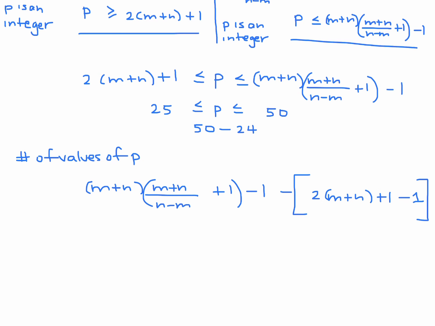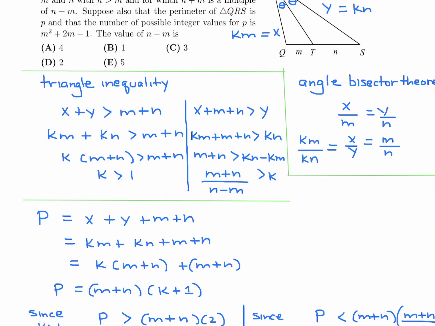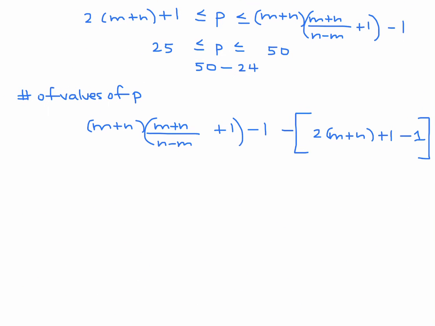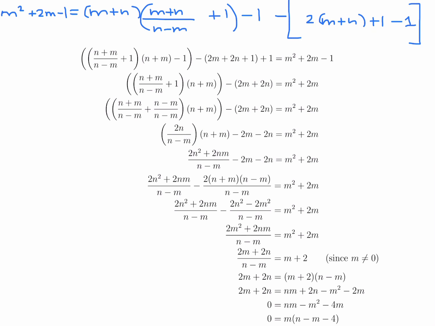And then they told me that the number of values of p is equal to something in the question. The number of possible integer values for p is this, m squared plus 2m minus 1. So that m squared plus 2m minus 1 is essentially what this whole thing is equal to. So I'll put it here. M squared plus 2m minus 1. And there you go. This is what we have to now simplify.